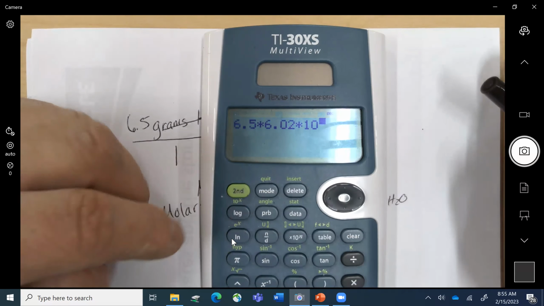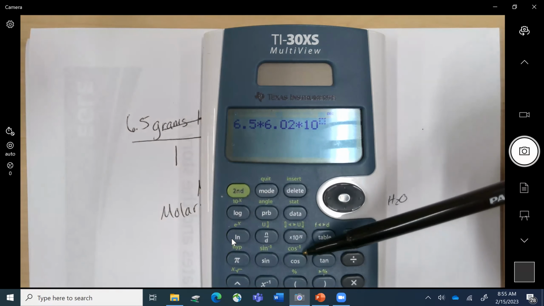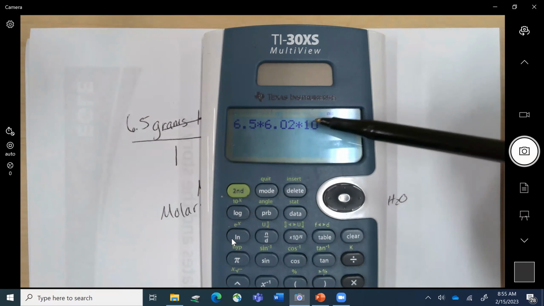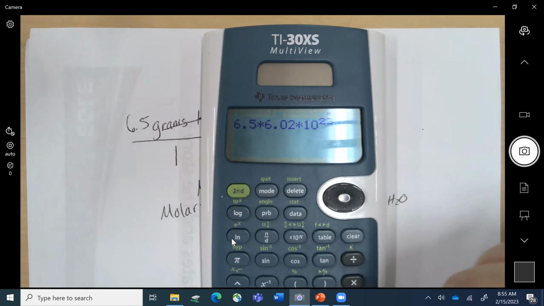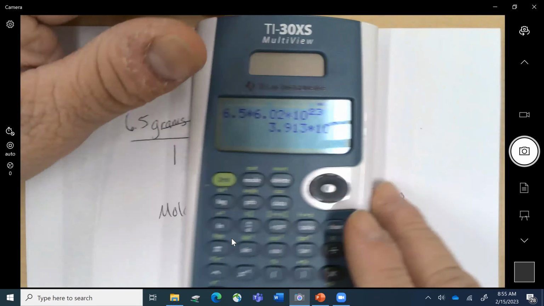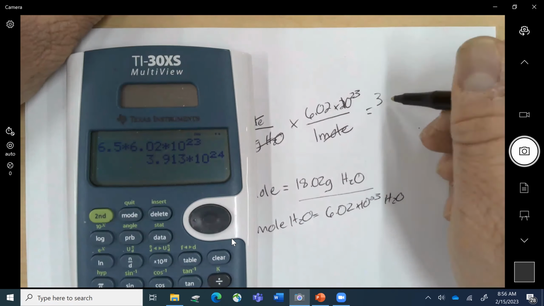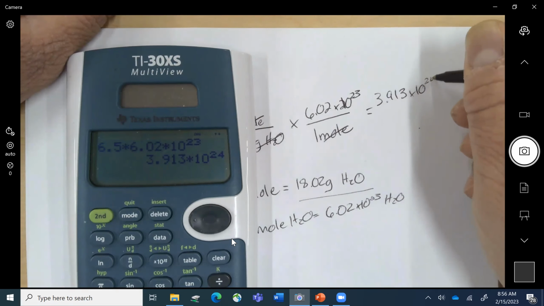Yeah, I prefer the other calculator. I hate this one. The other calculator, the one that I typically recommend, has an EE button, and EE means the same thing. So when we do this, it's going to give you this number, 3.913 times 10 to the 24th.